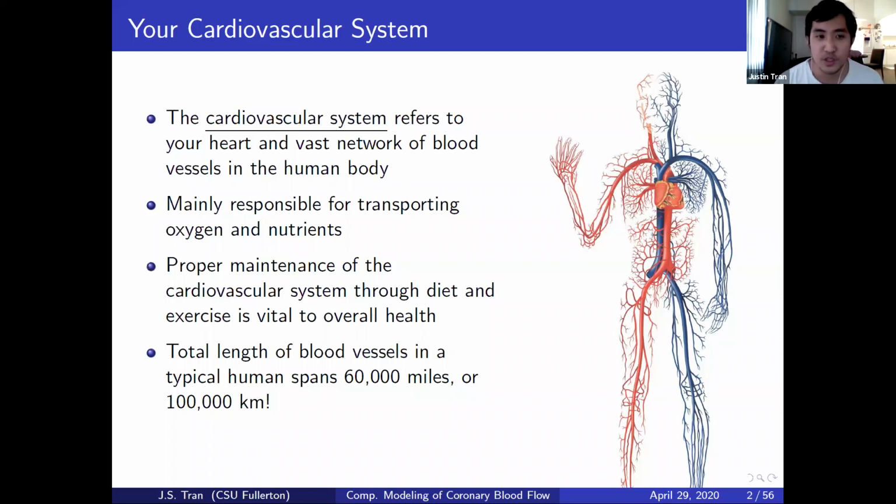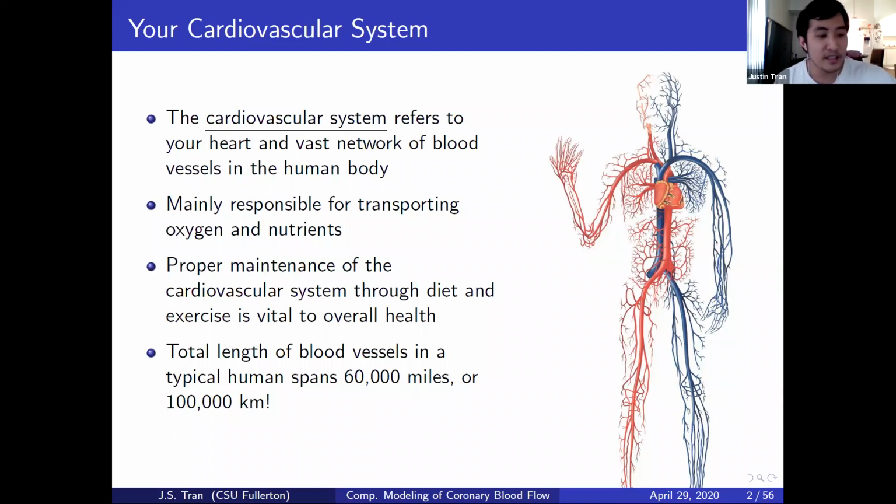I think everyone knows this, but proper maintenance of the cardiovascular system through regular diet and exercise is very vital to your overall health. When people's health starts to fail, a lot of times it's due to the cardiovascular system. So you need to regularly maintain it with a good balanced diet and regular exercise, so your heart gets some good workout every now and then.